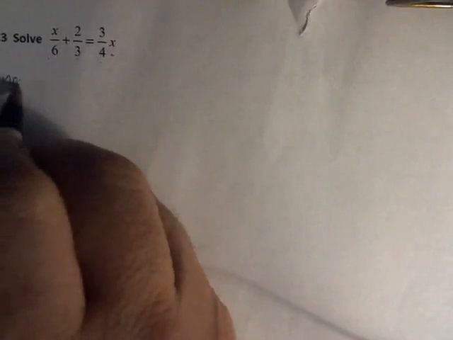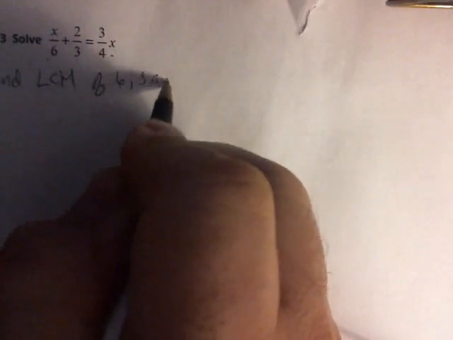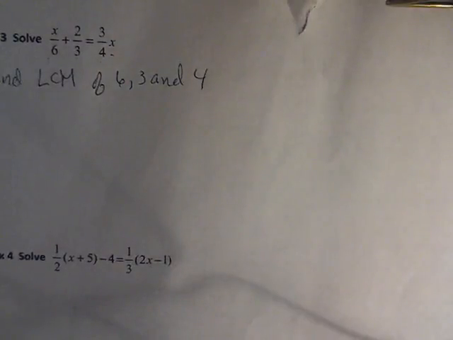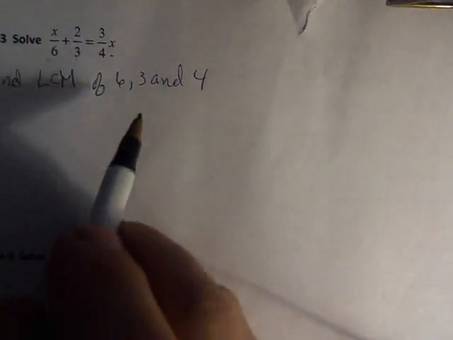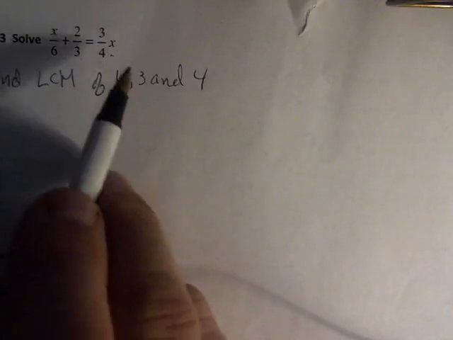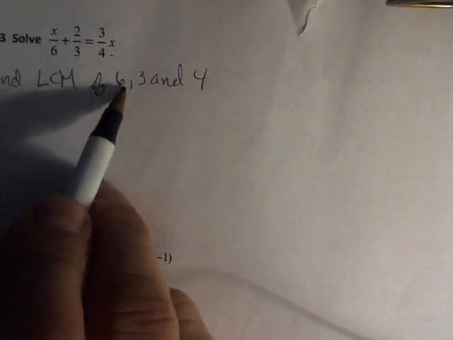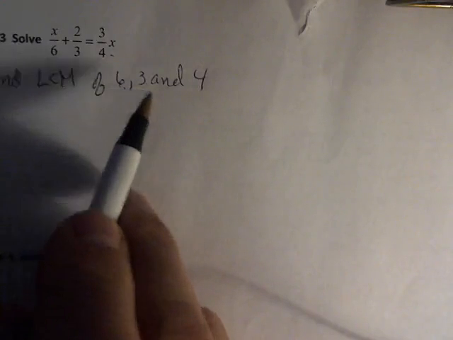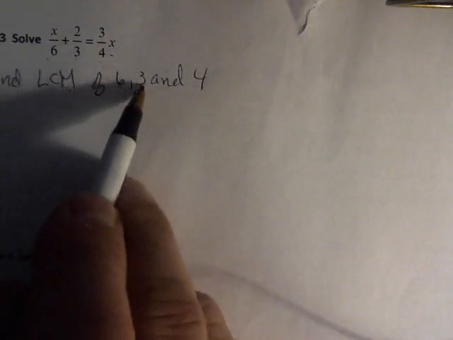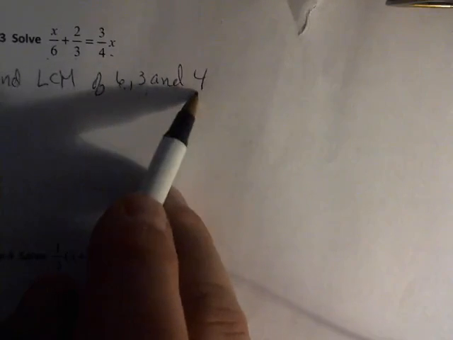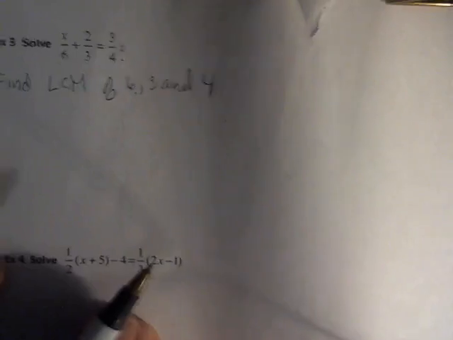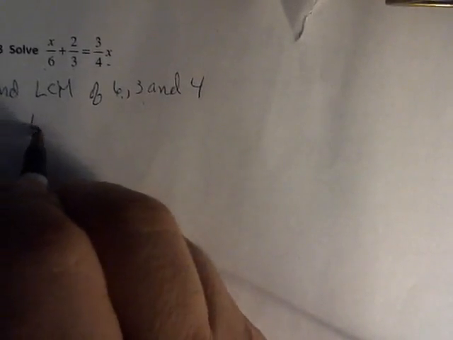So what we want to do is find the least common multiple of 6, 3, and 4. So what number is a multiple of all 3 of these and is the smallest one? Well, 12 is a multiple of 6. 12 is a multiple of 3. If you think about it, 6 times 2 is 12, 3 times 4 is 12, and 12 is also a multiple of 4. And it's the smallest. So your LCM then is 12.